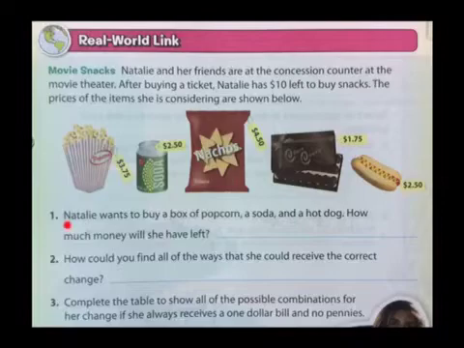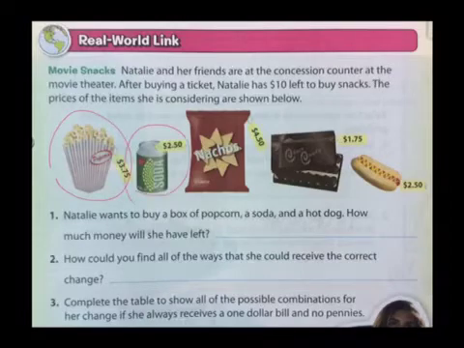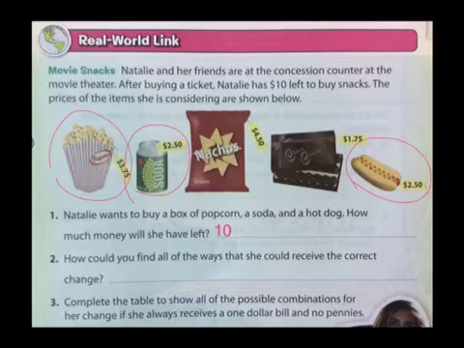What is the scenario? Natalie wants to buy a box of popcorn. Okay, right here. She wants to buy a soda as well and a hot dog. Okay, how much money will she have left? Well, we know that she has $10, so we're going to start by writing the $10 because we have to subtract these values from $10 so that we can get our answer. Okay, so she has $10 and we have to subtract the sum of all 3 of these items.